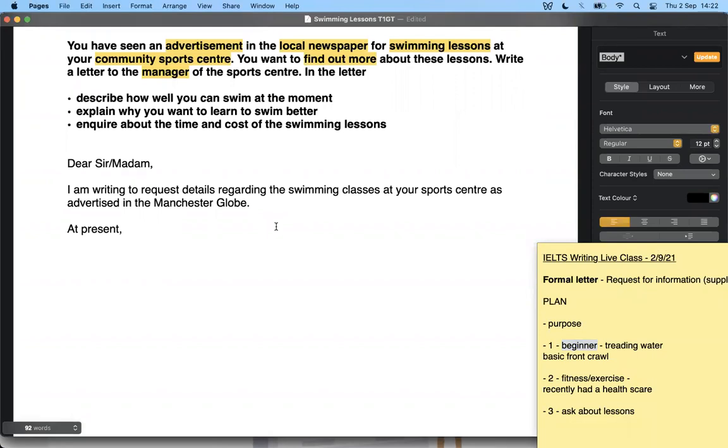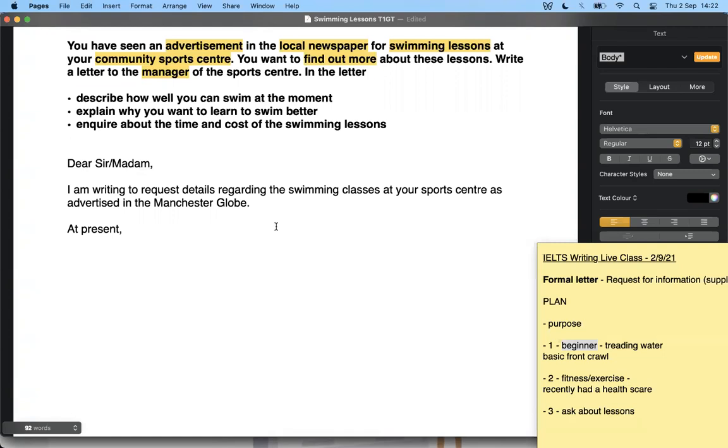At present, now, how can we write about being a beginner? This is where we need to get into the meat of the letter. Any ideas? Think about the prepositions that you would use with the word beginner. Are you in beginner? Are you of beginner? Are you at beginner? What would you use? You could just say, I am a beginner. At present, I am a beginner.